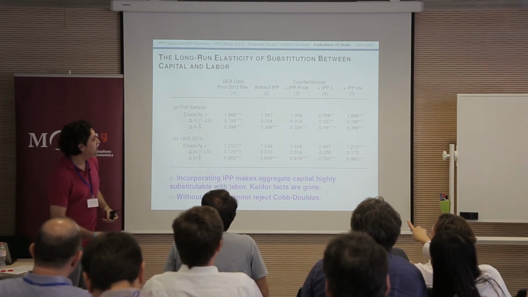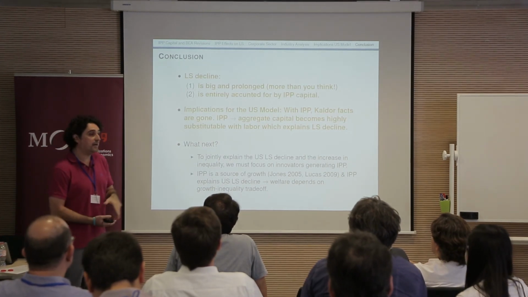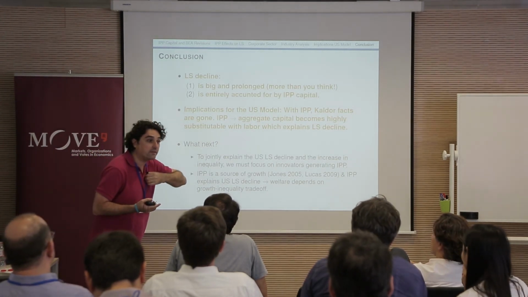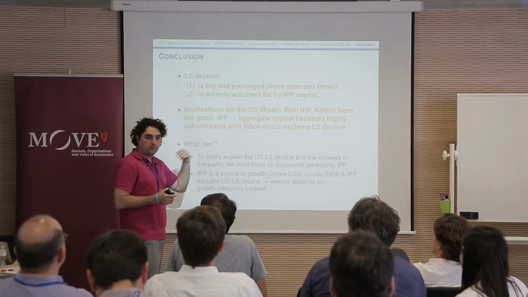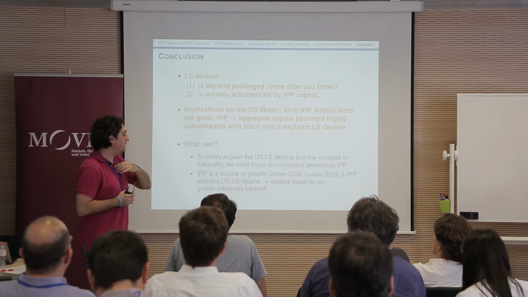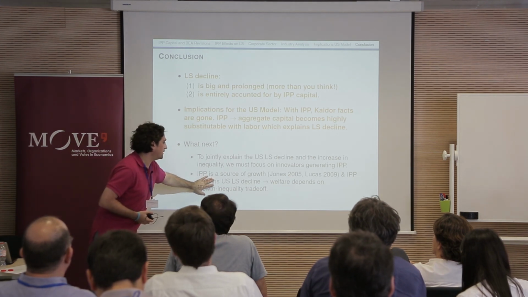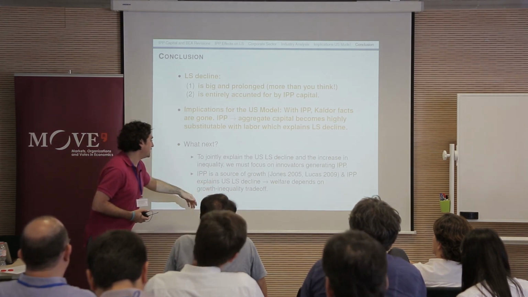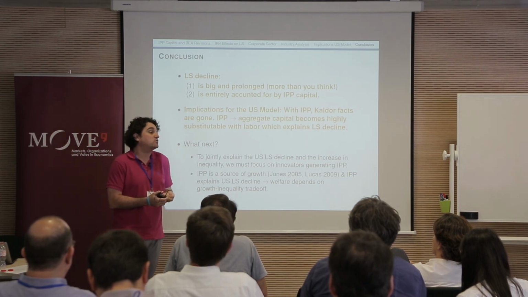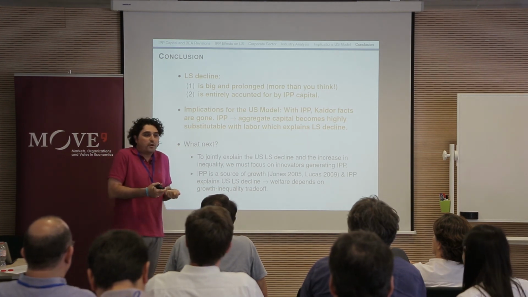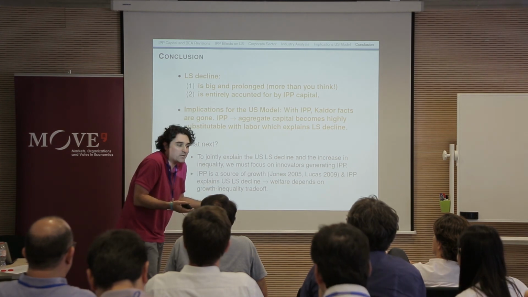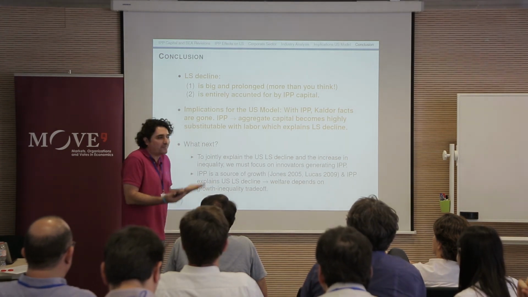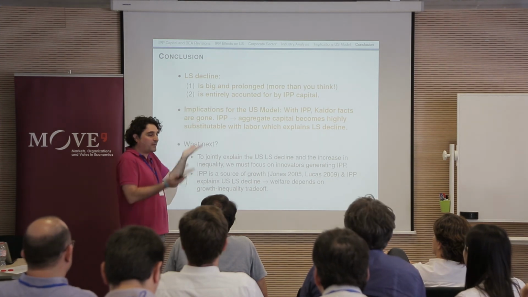So the conclusion is that hopefully I convinced you that labor share goes down. It goes down more than what you think, and it can be entirely explained through an accounting exercise by the introduction of IPP. That also connects to something Fatih was discussing before in terms of inequality. If you think that IPP or ideas are a source of growth, now IPP also declines labor share. So if I want to understand the welfare implications of the decline of labor share, I need to look at this trade-off. It generates growth, but it declines labor share.